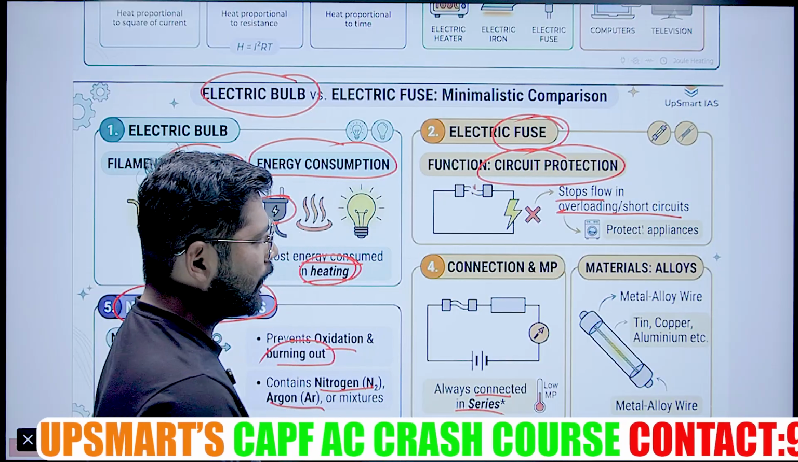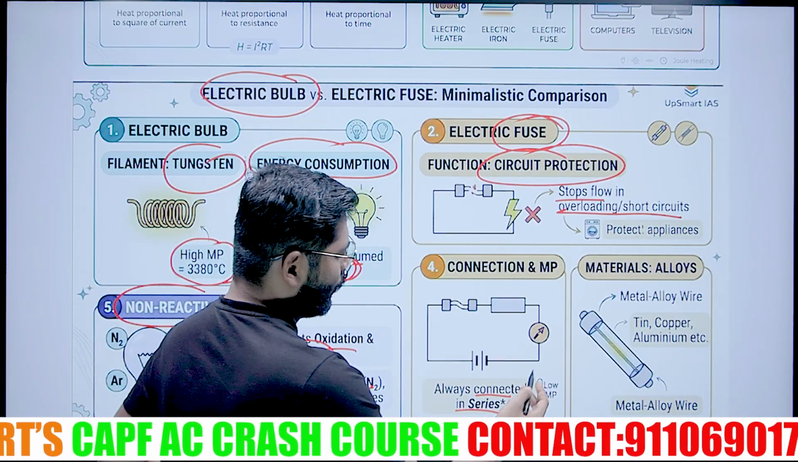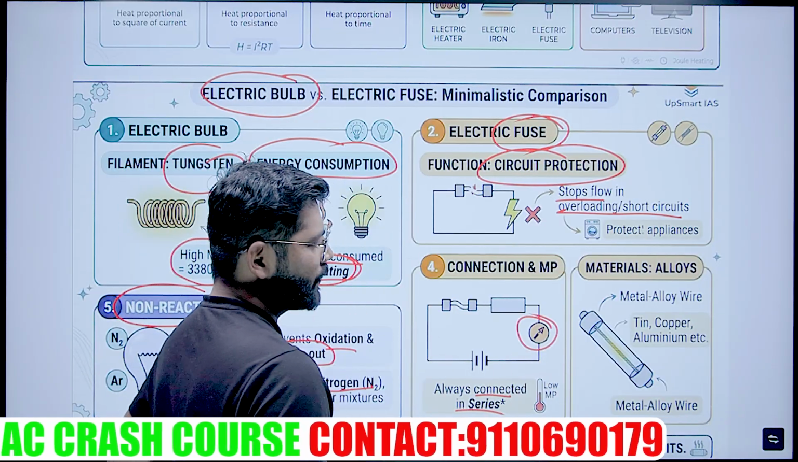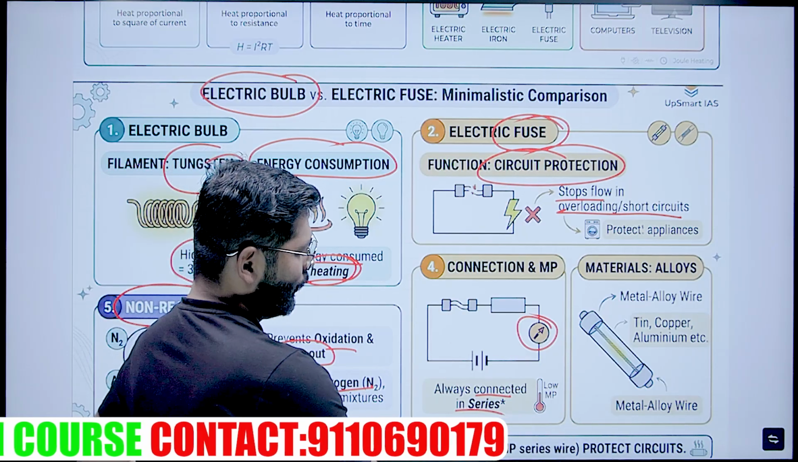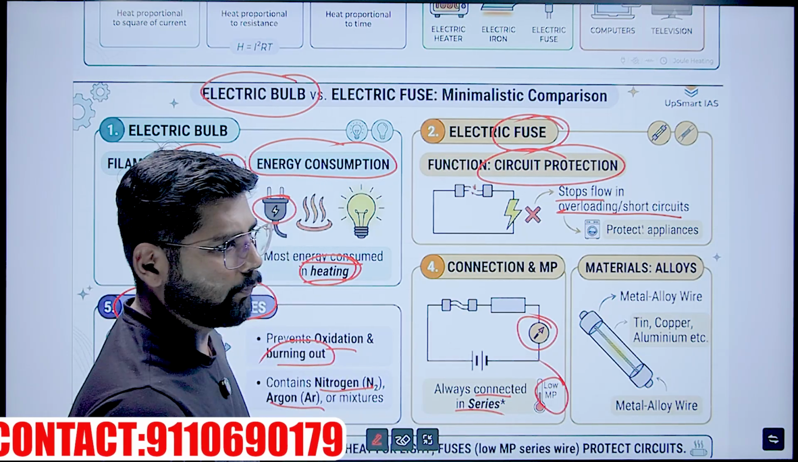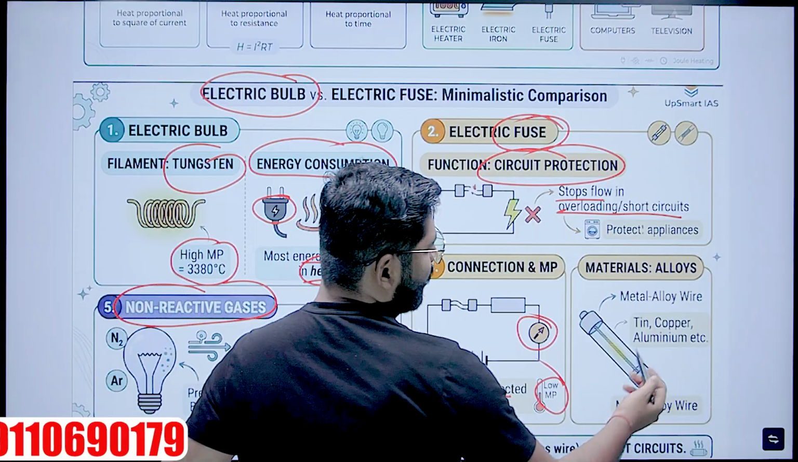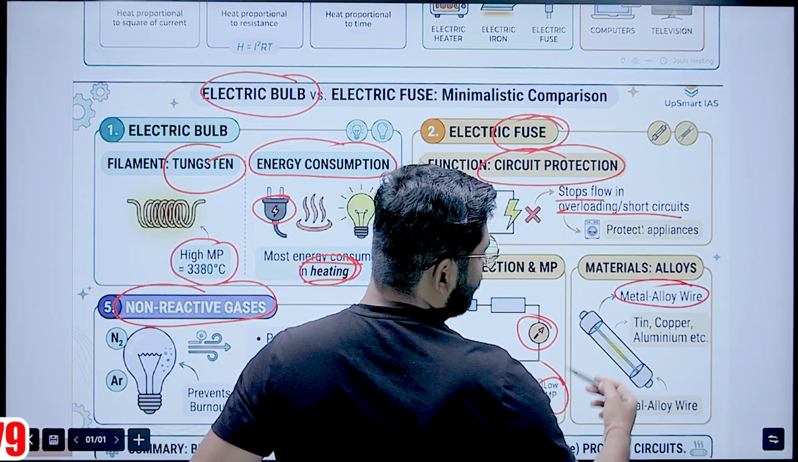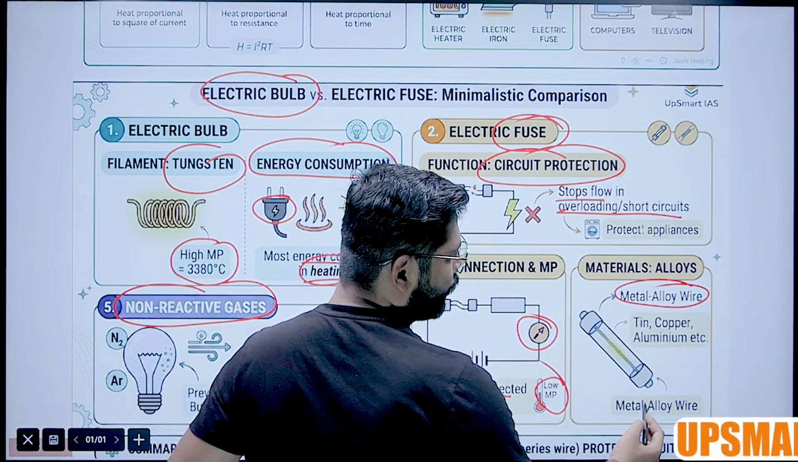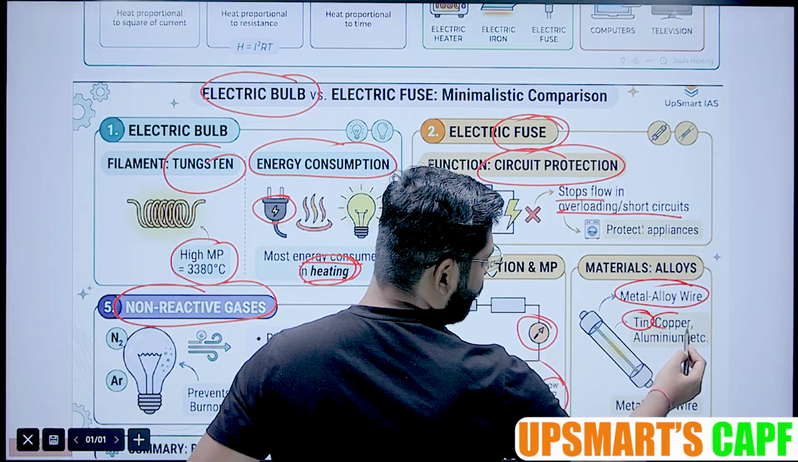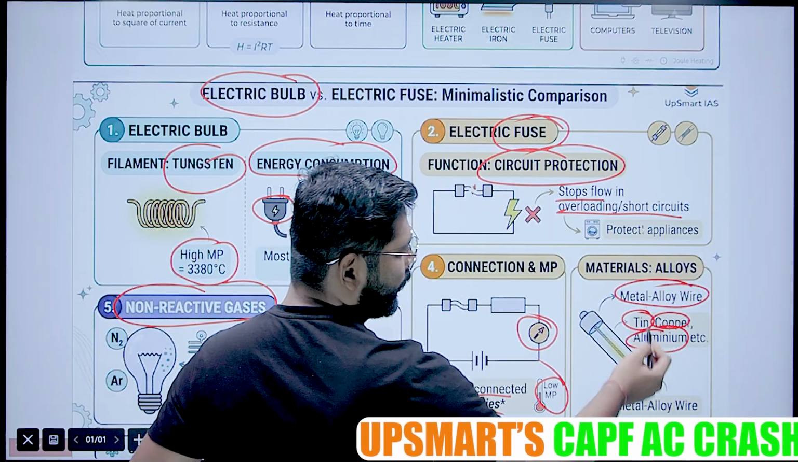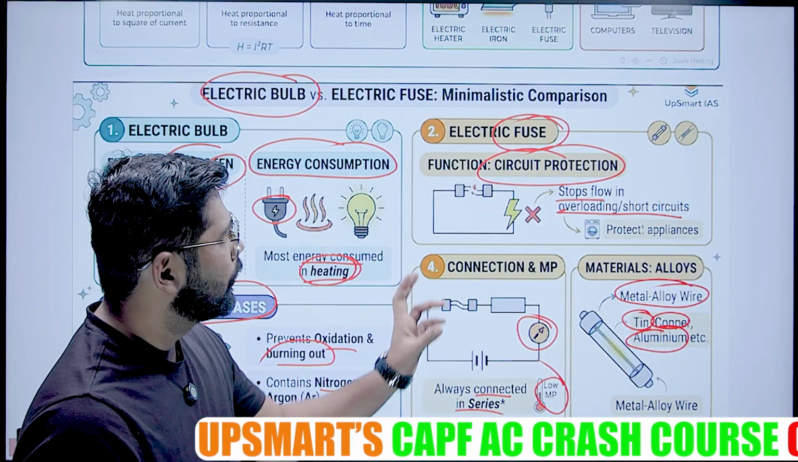So when it comes to the fuse, we always connect it in series. Then there will be a low melting point. Then the materials and alloys: metal alloy wire. Which metal alloy wire do we use in a fuse? That is tin, copper, aluminum. These are the metal alloy wires that we use in a fuse.